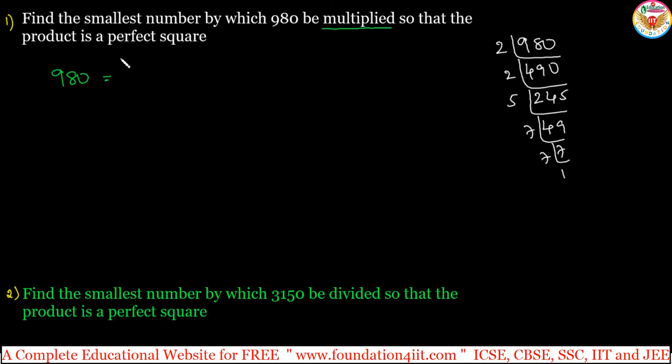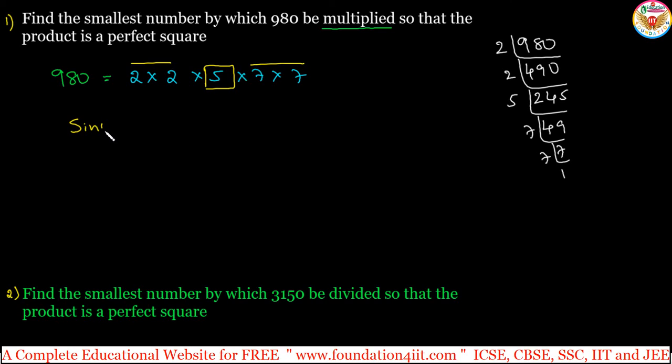So after dividing, we write all this. 980 is nothing but the product of 2 into 2 into 5 into 7 into 7. If you notice here, the prime factor 5 does not have a pair. 2 is a pair, 7 is also a pair, but 5 is not a pair. So the given number should be multiplied by 5. If you multiply by one more 5, then 980 becomes a perfect square.